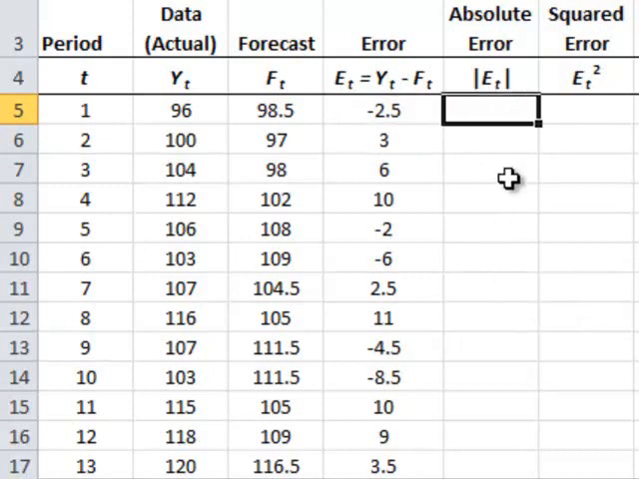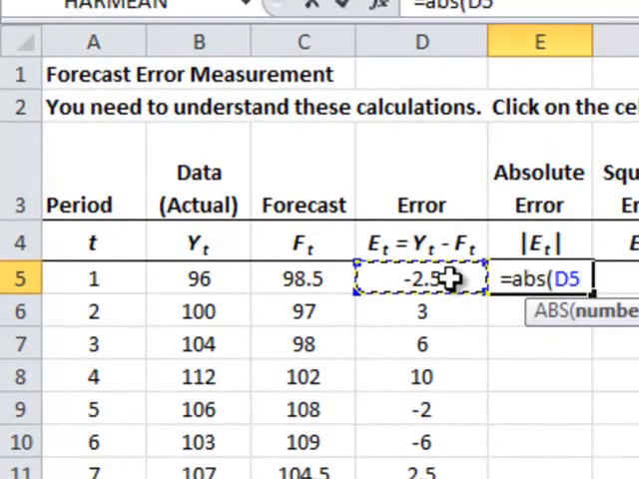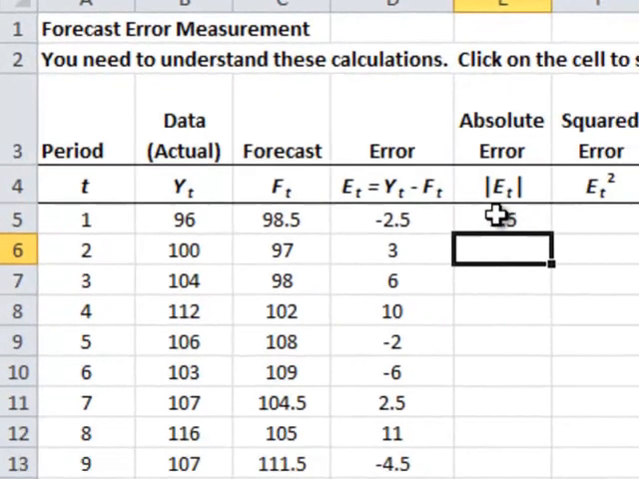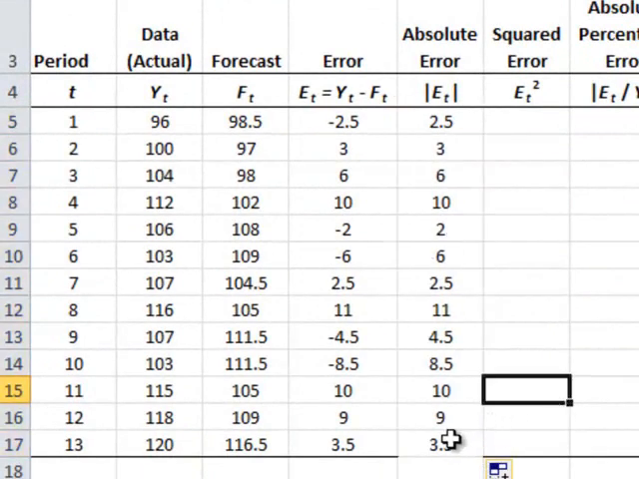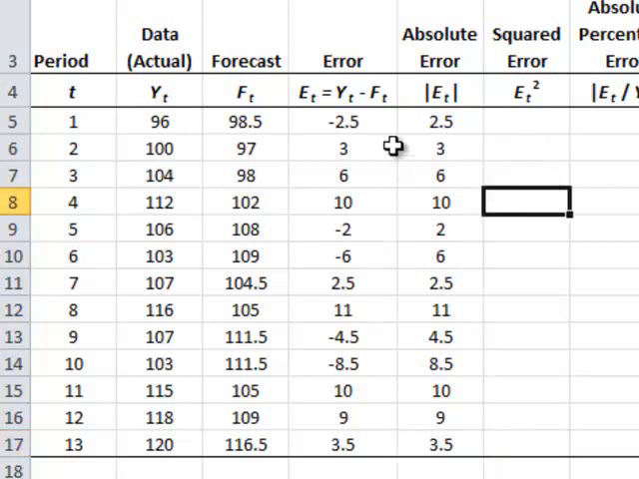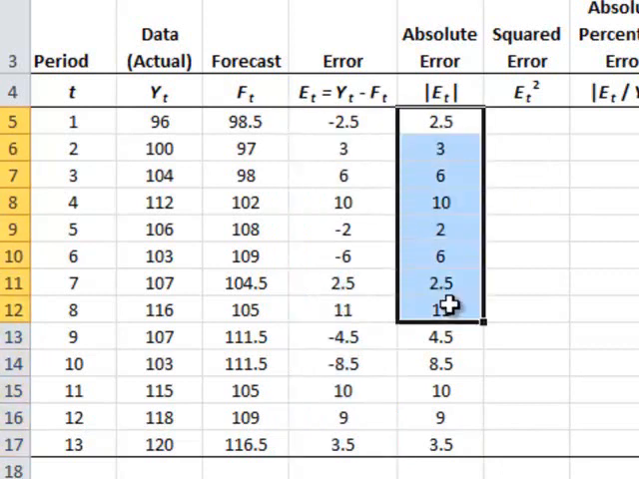Now I'm going to, in a sense, strip off those negative signs by computing the absolute value of the errors. In Excel I'm going to type equals ABS and then refer to cell D5. So this formula, equals ABS(D5), computes the absolute value of whatever is in cell D5, and now I will drag this formula all the way down. So before I had a column of errors, some of which could be positive or negative, and now I simply have those same values but as absolute values.